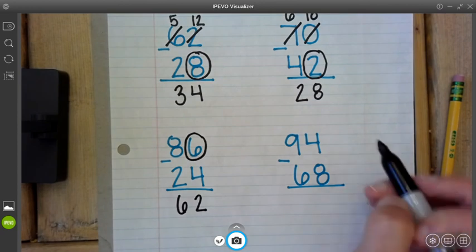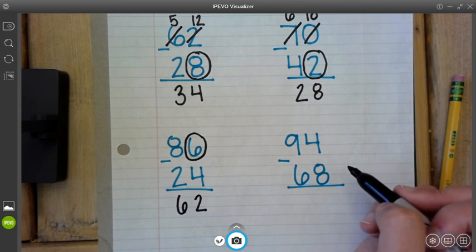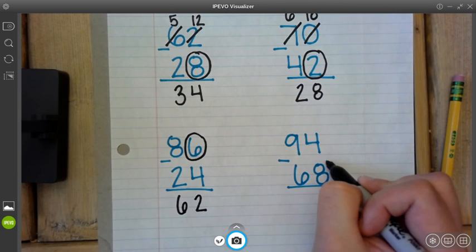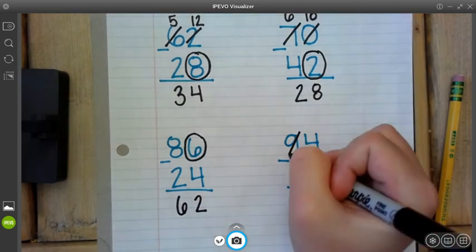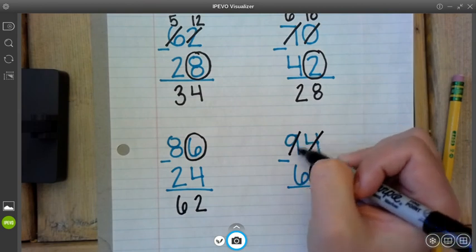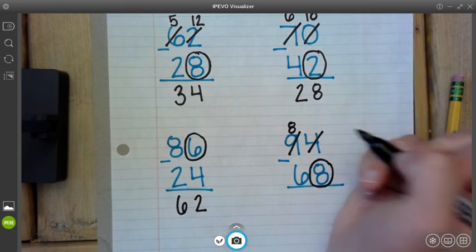The last problem is 94 take away 68. So I'm going to start by looking at the numbers in my ones place. I have 4 and 8. I'm going to circle the bigger number, which is 8. The big is on the bottom, so I need to borrow 10. So to borrow, I'm going to cross out my 9 and my 4. I'm borrowing from my tens place, so 9 take away 1, so that I am left with 8.